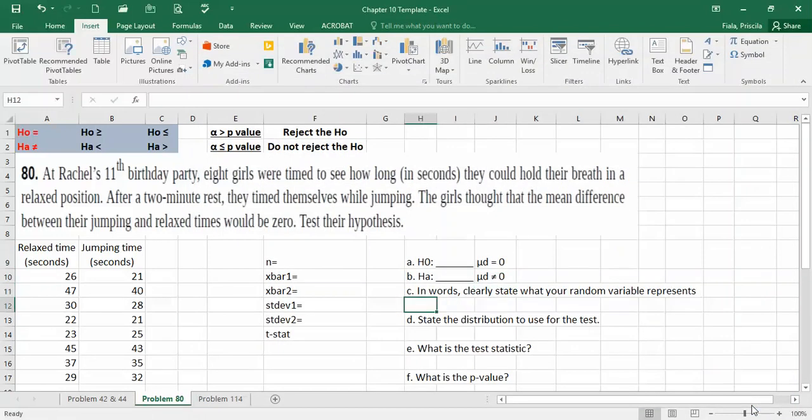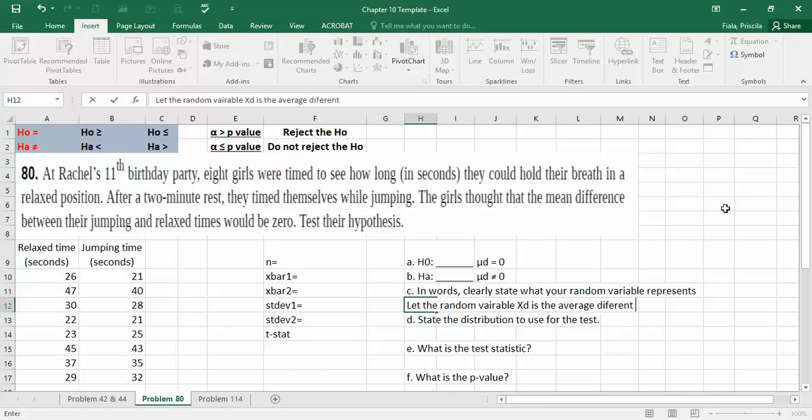Well, in words, clearly state what your random variable represents. Your random variable is going to be the difference between jumping and relaxed time. So you can say that really, let the random variable XD, the difference, right, is the average difference between relaxed and jumping times. Oops, jumping times.